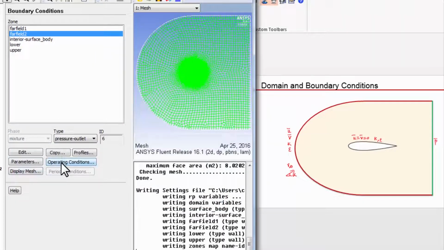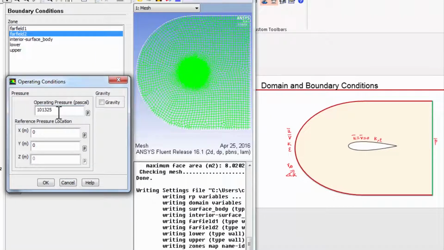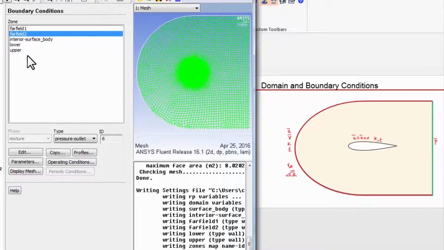And we need to check the operating conditions. So the gauge pressure is referred to one atmosphere. Essentially, we are calculating deviations from the atmospheric pressure. In an incompressible flow, only pressure differences matter. So the actual value of the pressure is not important. It won't change the velocity field. And the pressure field will be different only by a constant. So we leave it at atmospheric. And nothing to do here for the interior.